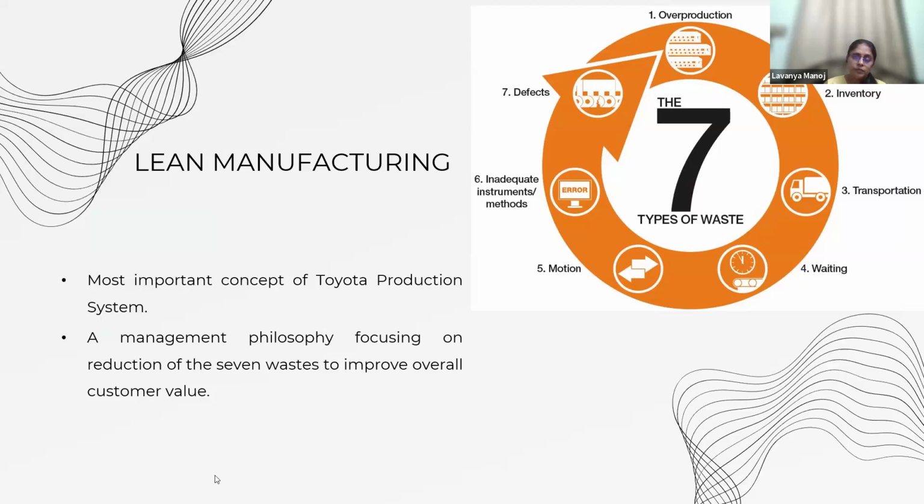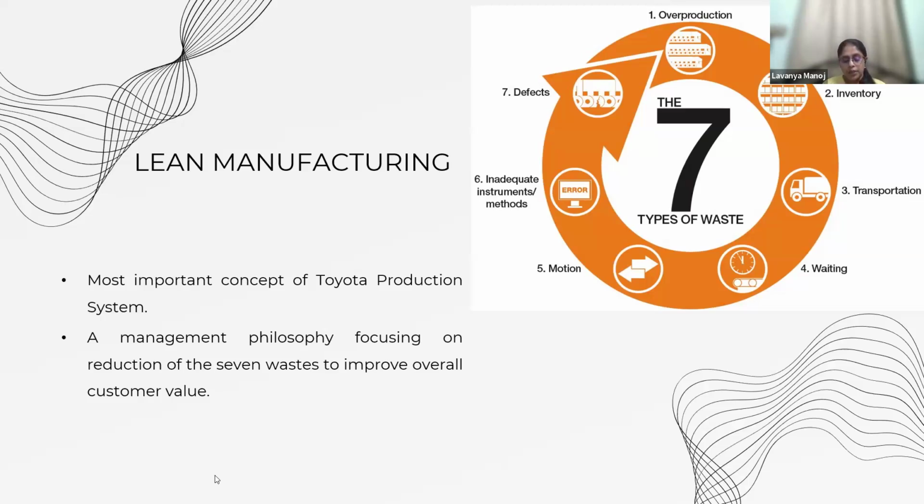And wastage of skills. A particular employee or worker may be skilled in one aspect, but you're making that employee work in another process where the skill the employee possesses is not used at all. In that case, the employee's skill is also getting wasted. So anywhere in the overall process, wastage can happen.